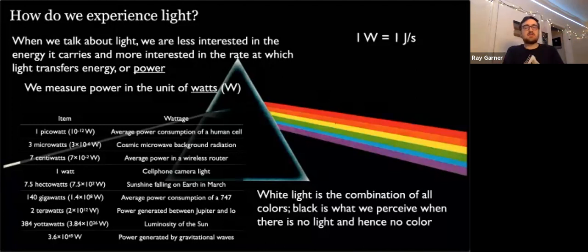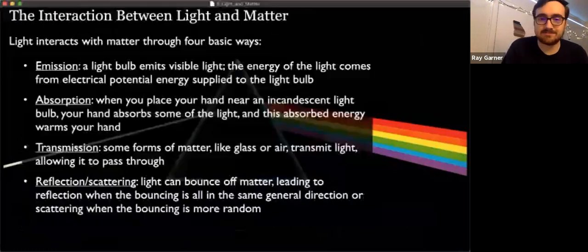White light is the combination of all those colors, and black is what we perceive when there is no light and hence no color. Your computer screens, your TV screens, your phone screens, they all combine different colors to form white light. Typically red, green, and blue. If you're familiar with printing, like book printing, then they use cyan, magenta, yellow, and black. But for our purposes, white light is the combination of all colors.